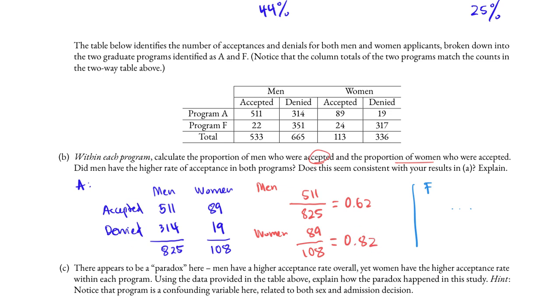Remember that in our study, we only looked at two variables, gender and whether they got accepted or denied. We examined the relationship between gender and accepted or denied only, not the program itself. Whether it is program A or F, it might explain this contradiction.